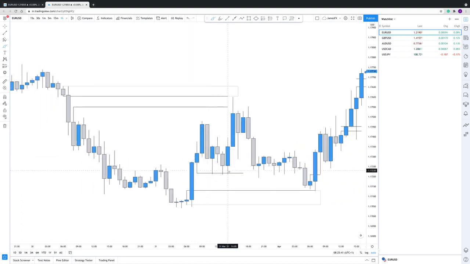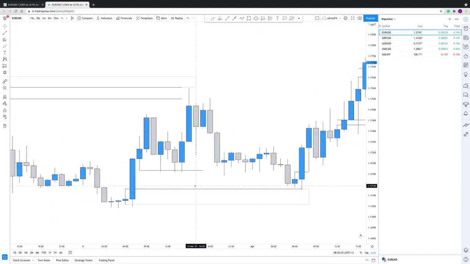Price then pushes up, pulls back, it just taps into that imbalance, but it leaves quite a lot left to refill. We then break structure, we tap into this imbalance before rejecting. We form some liquidity around this area, but then we do eventually tap into it, and you can see the bottom of the imbalance is here.